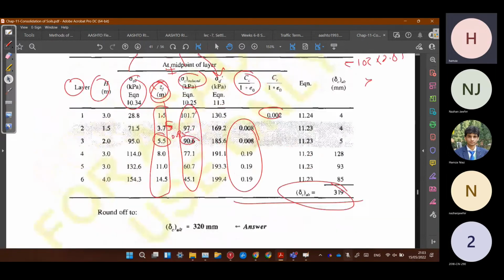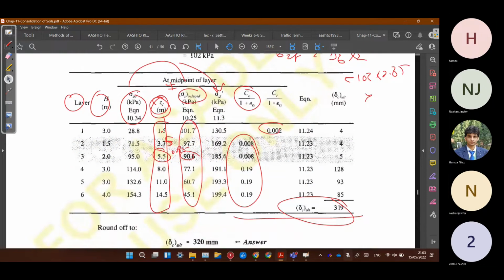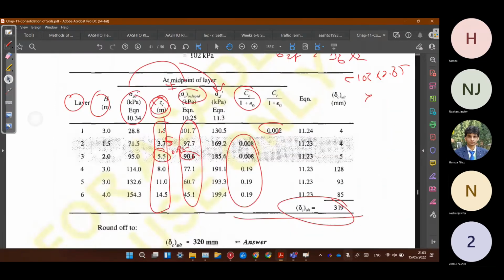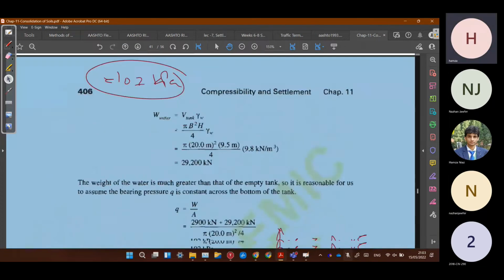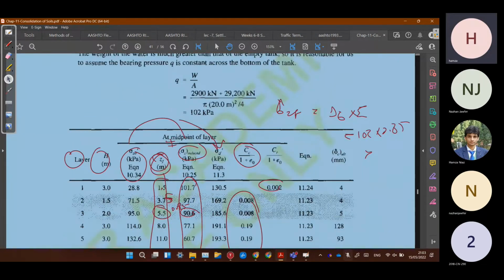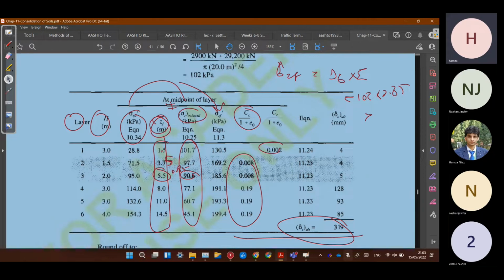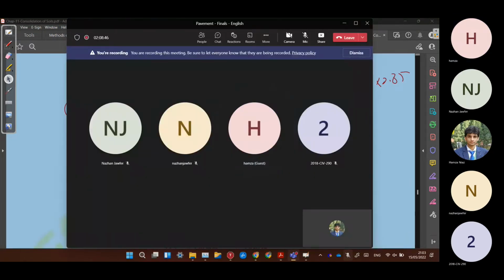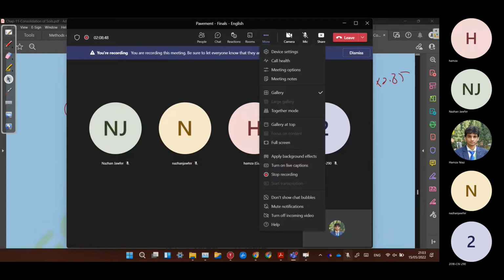Any issue in this? So if I do a summary of this, first we have to check the case, then we have to determine whether the soil is normally consolidated or over consolidated, and then accordingly we have to apply the formula, whichever the case was. Any question in that part?